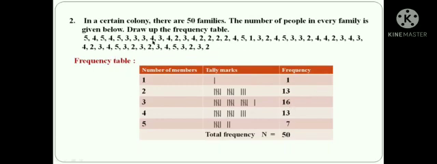Now next comes the number 5. How many times has 5 been repeated in the data? 7. So you will write 7 in the frequency. In the tally marks, you will draw 4 lines, put a cross, that is 5, and 2 lines, that is a total of 7. So when you add 1 plus 13 plus 16 plus 13 plus 7, the total frequency n is equal to 50. And if you want, you can tally it with the data given. If the numbers are 50, that means exactly what you have written, your answer is right.